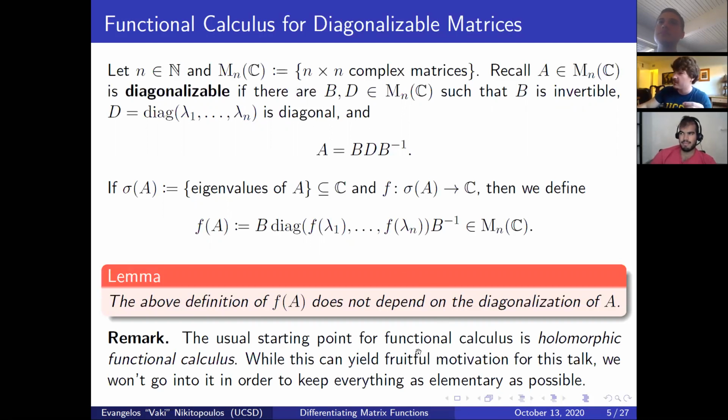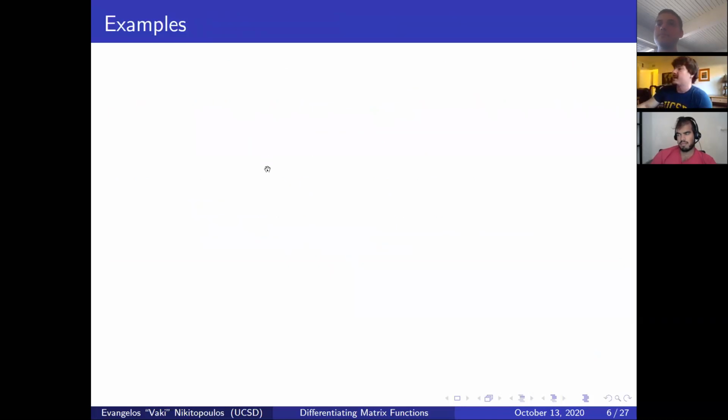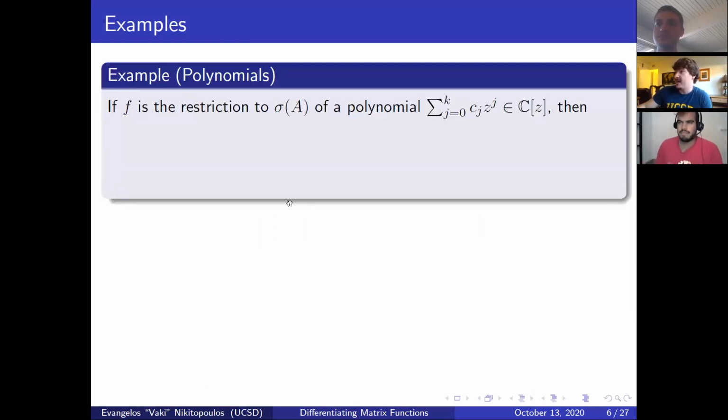Perhaps even more convincing motivation, but it's much less elementary. So I'm going to stick to as elementary as possible. All right. The examples that I mentioned at the beginning of the talk are going to be the ones you're most familiar with. So first, if you take polynomials of a matrix. As I've defined it, if f is a restriction to sigma of A, the spectrum of A, of the polynomial with coefficients c_j, then as you can check from the definition, f of A is the thing that you think it should be, which is the same polynomial of the matrix A.